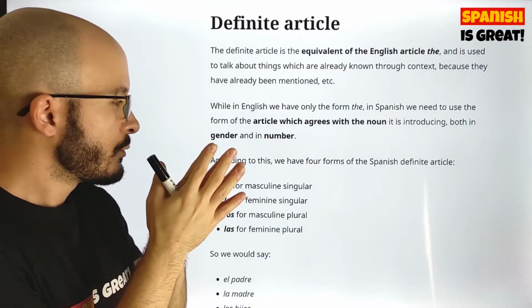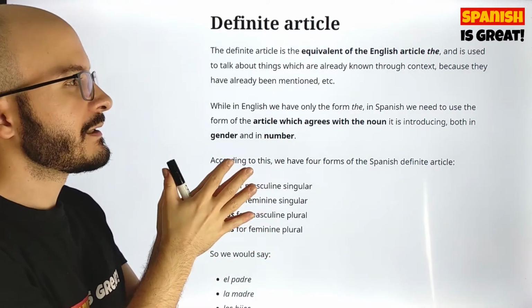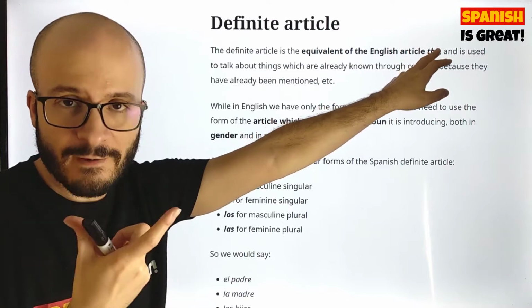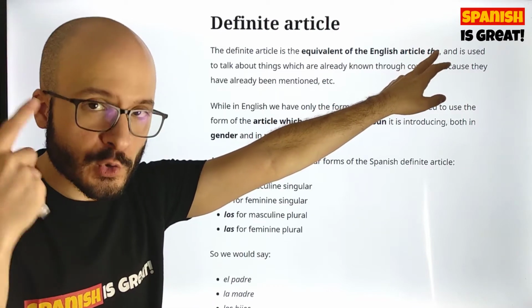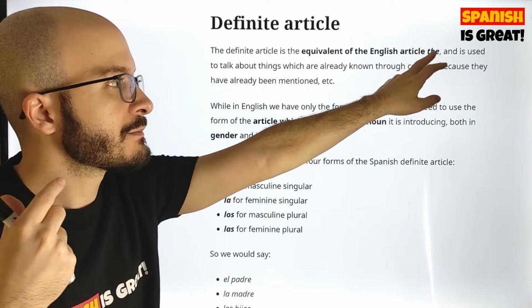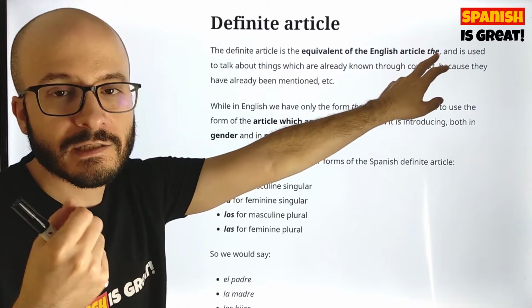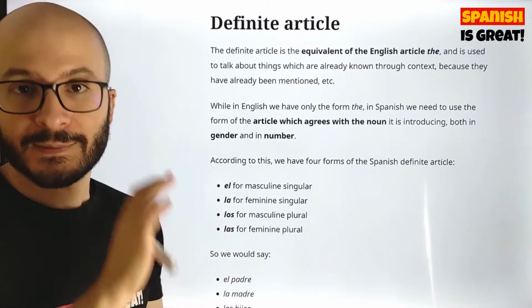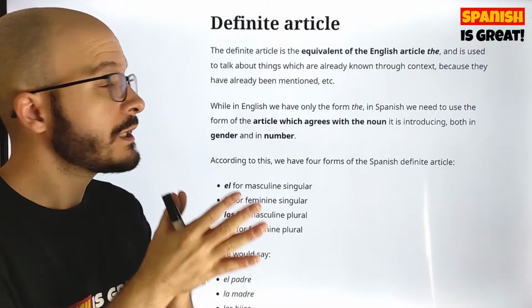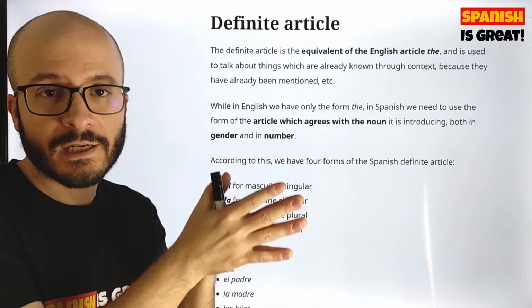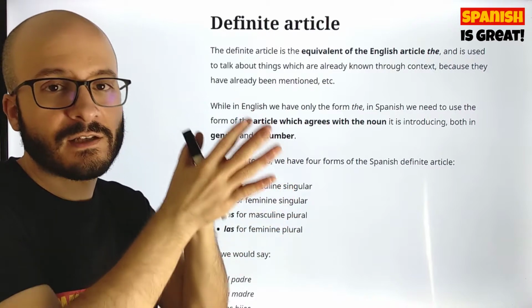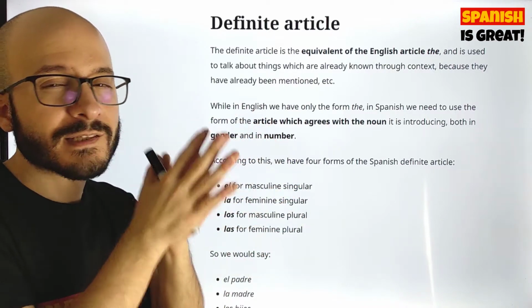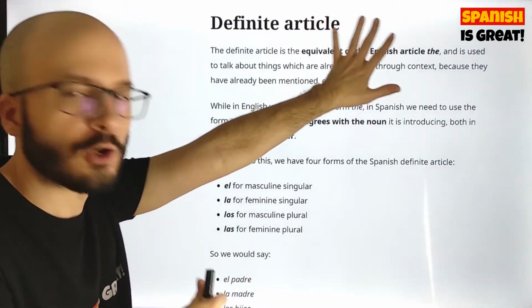When we use the in English, most of the time we would use el, la, los, las in Spanish. So when we use the definite article in English, we will use the definite article in Spanish. So it's easy. We don't have to learn the context.